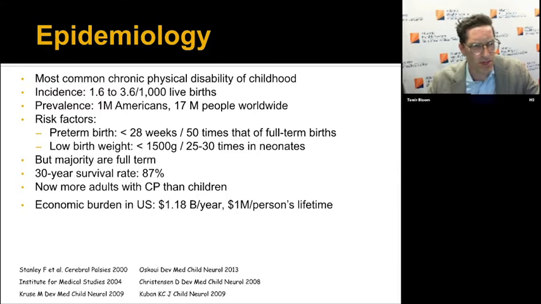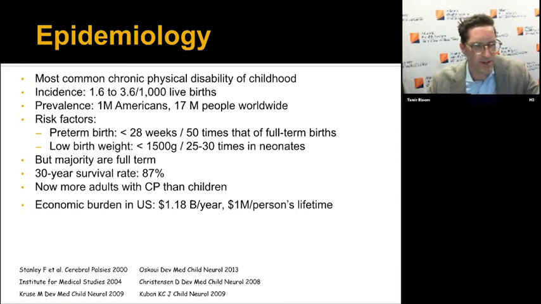Some of the common risk factors include preterm births, as well as low birth weight, but the majority of children with CP are full term. There are a host of other risk factors, both environmental and genetic, but preterm births and low birth weight are two of the most prevalent.